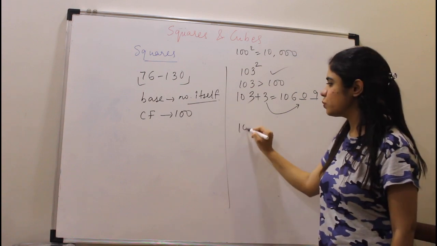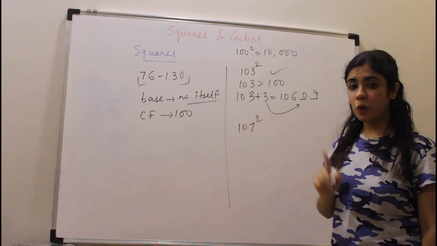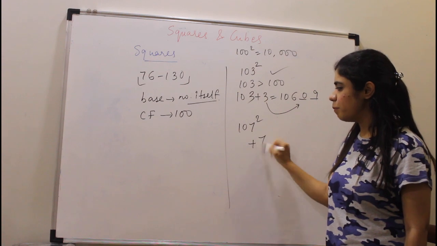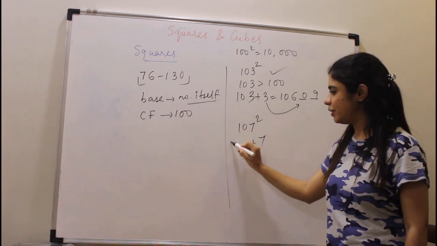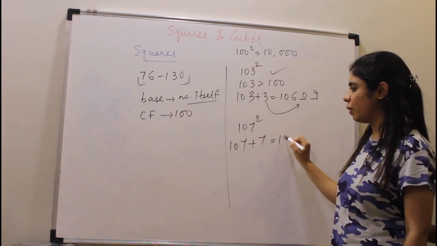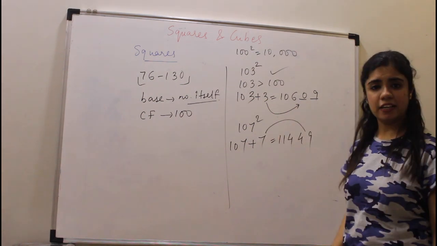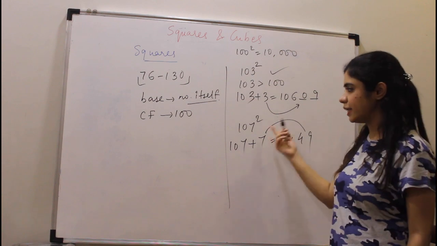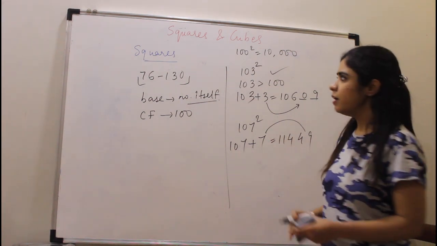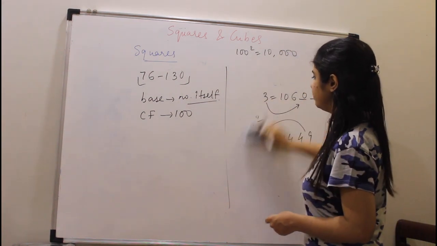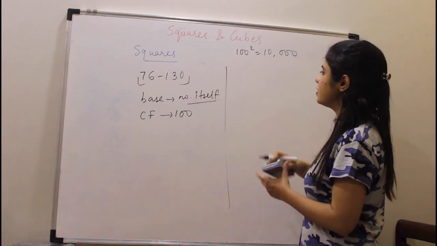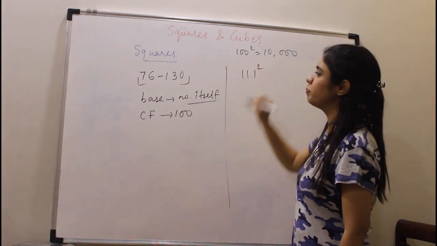If I ask you what is 107 square? 107 is 7 more. So you will add 7 to 107, so it will become 114. And 7 square is 49. So 11449 is your answer. Let's see a few more problems. Suppose if I ask you, what is triple one square?